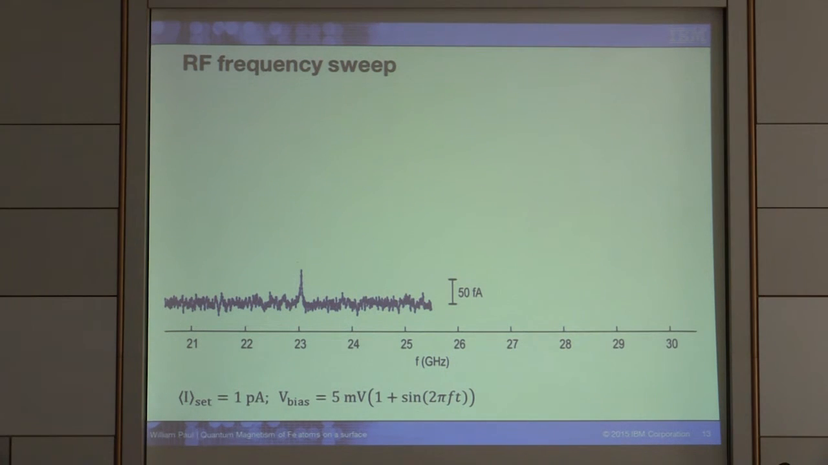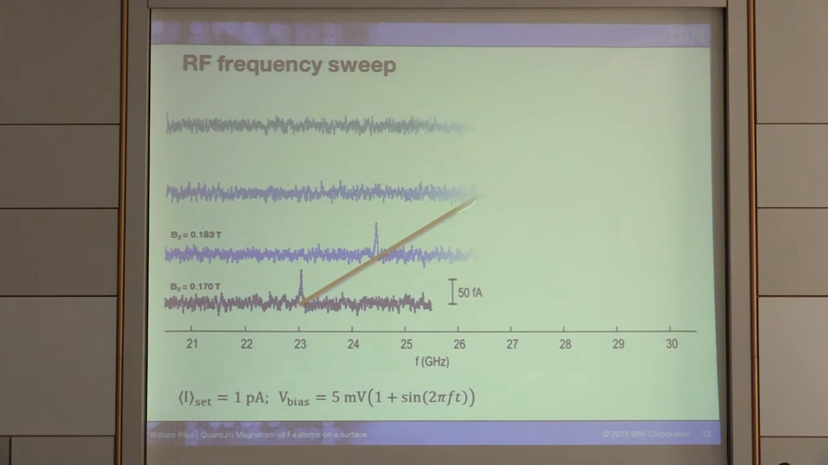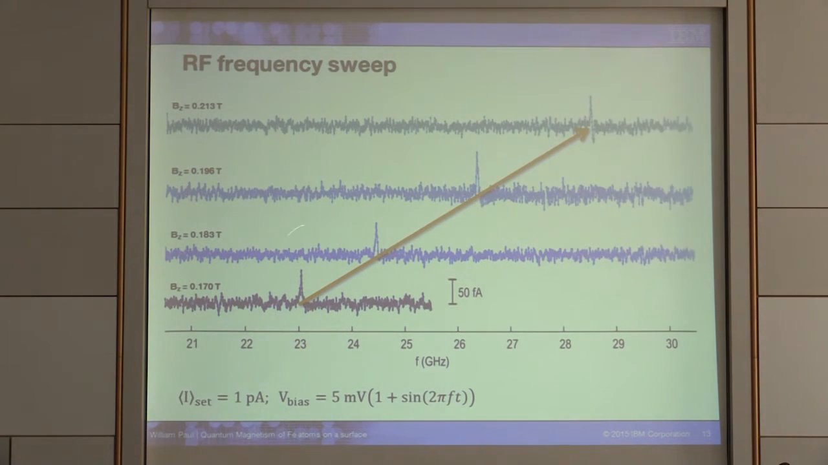To check that this is a magnetic signal, we can change this energy splitting with the B field. So we can ramp the Z field and measure this as a function of field. We see that the frequency of this peak moves linearly with applied field, and there's one peak between 20 and 30 gigahertz.